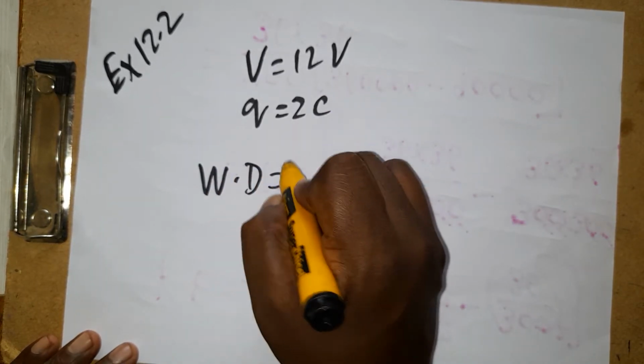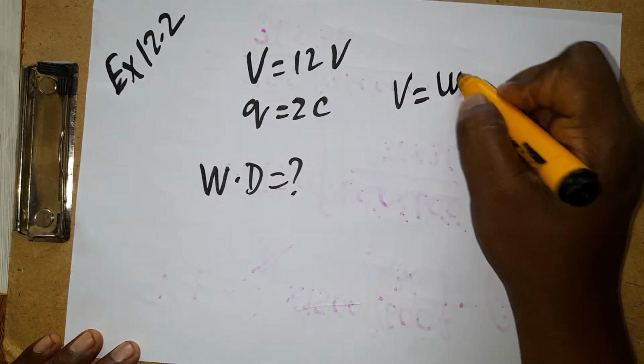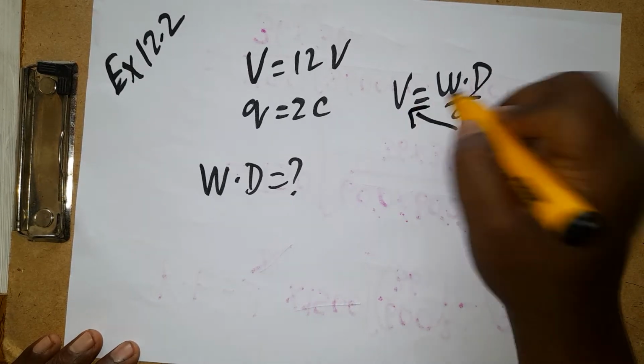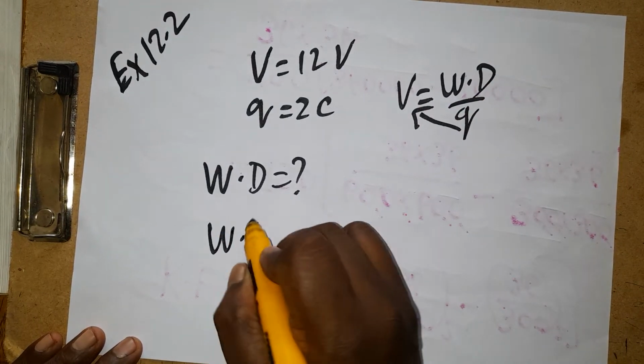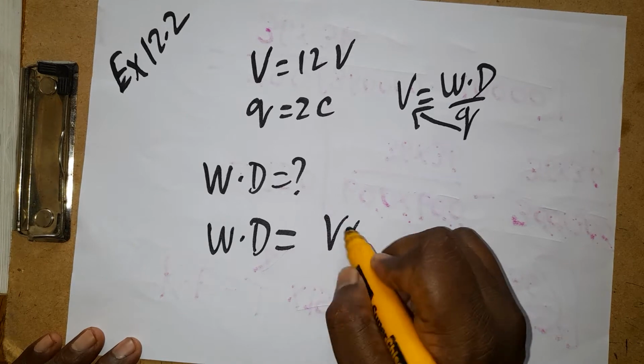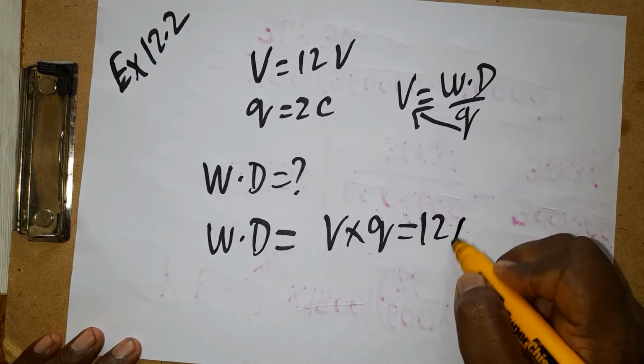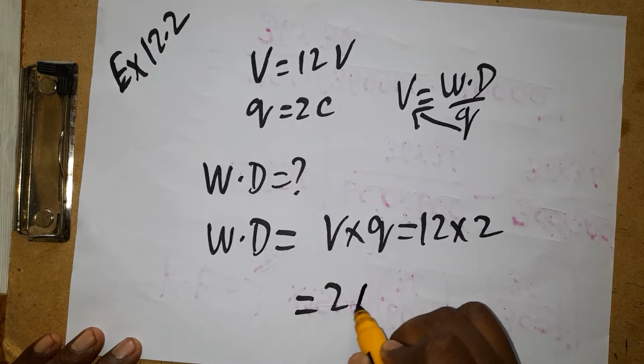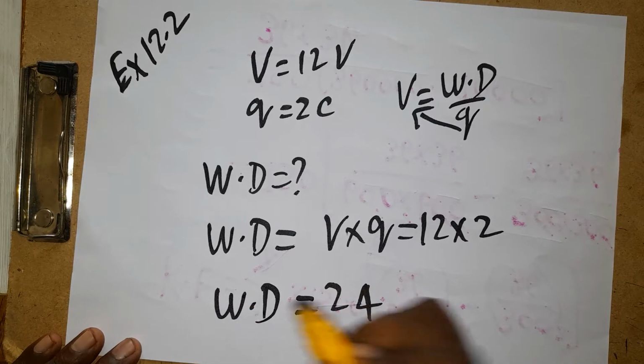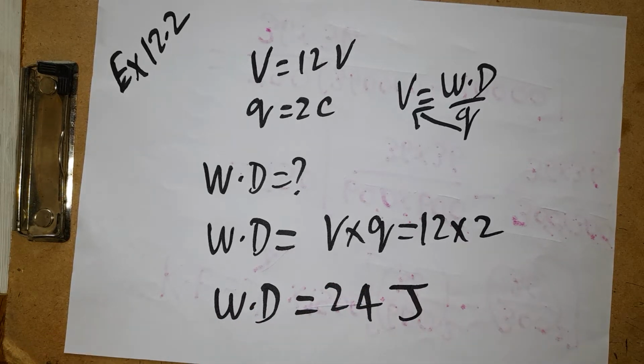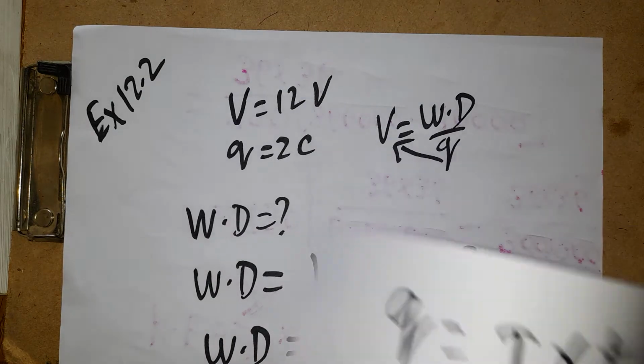Work done is equal to dash. We know voltage is equal to work done by charge. If charge is taken to this side, work done is equal to volt into charge. Volt is how much? 12. Charge is how much? 2. So 24. That's called work done. What is the unit of work done? Joules.